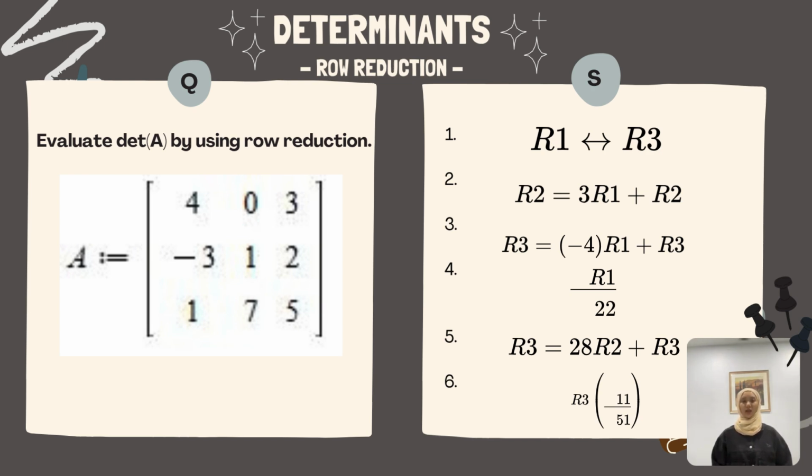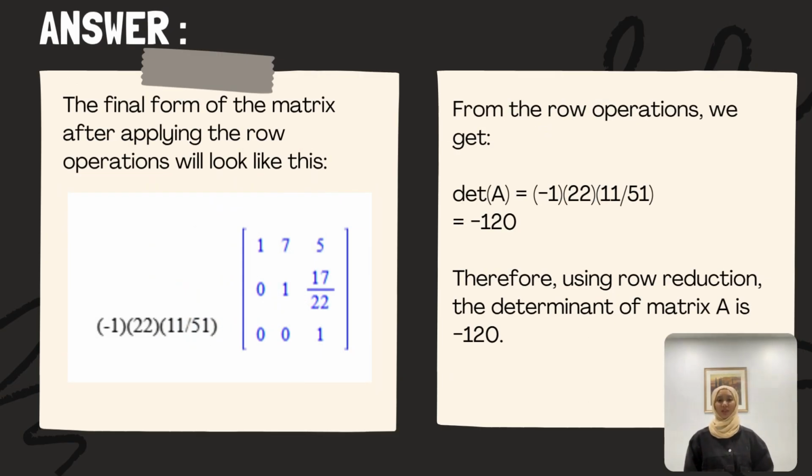Now, we divide row 1 by 22, as shown by R1 over 22. For step 5, we continue with R3 equals 28R2 plus R3, which helps us get a 0 in the second column of row 3. For step 6, finally, row 3 is scaled by 11 over 51. After all these row operations, we get determinant A by multiplying negative 1, 22 and 11 over 51. So using row reduction, we have shown that the determinant of matrix A is negative 102.